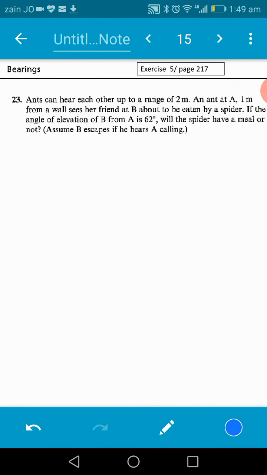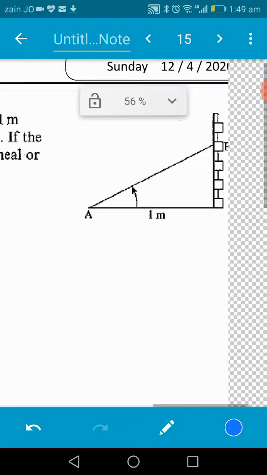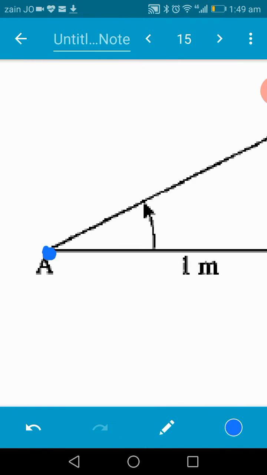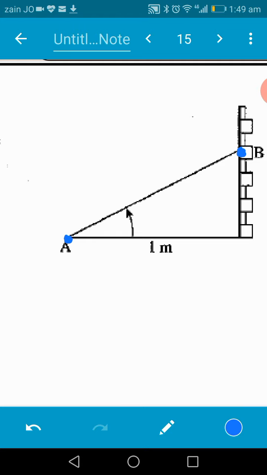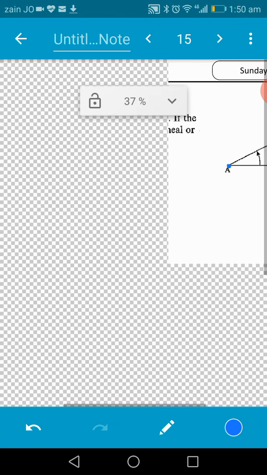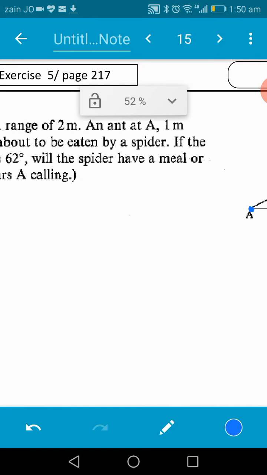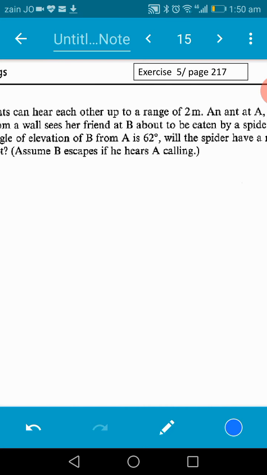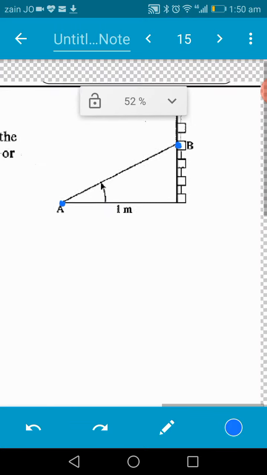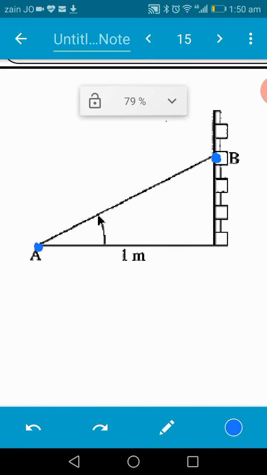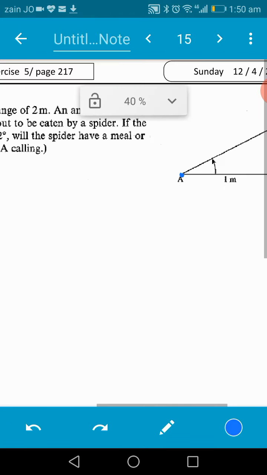Ants can hear each other up to a range of 2 meters. An ant at A, 1 meter from a wall, sees her friend at B. Now I have here 2 ants, the first one here and the second one here. They can hear each other if they are within a range of 2 meters, if the distance between them is 2 meters or less. An ant A is 1 meter from a wall. The distance between the ant and the wall is 1 meter, as you can see.